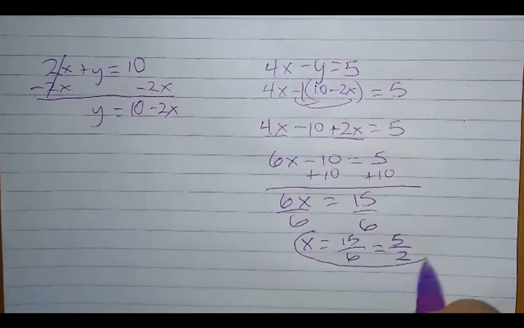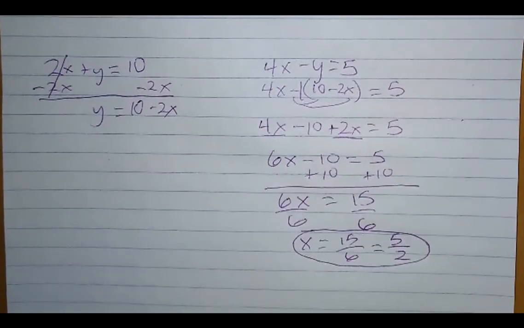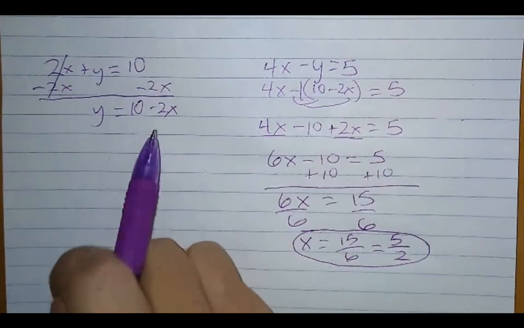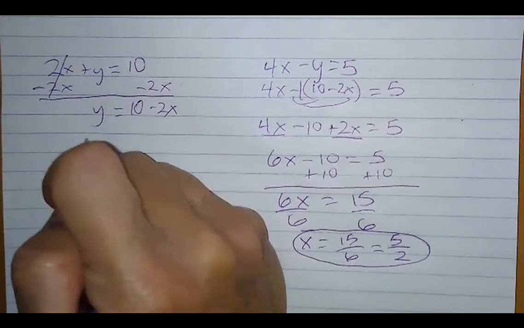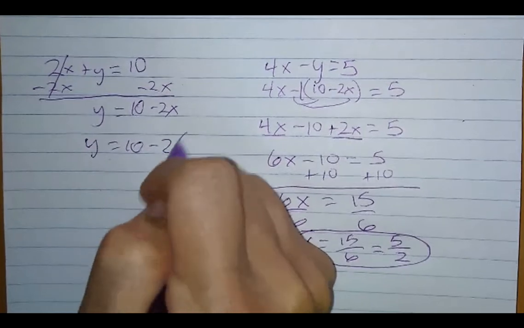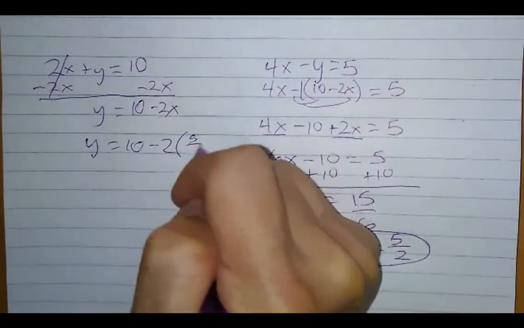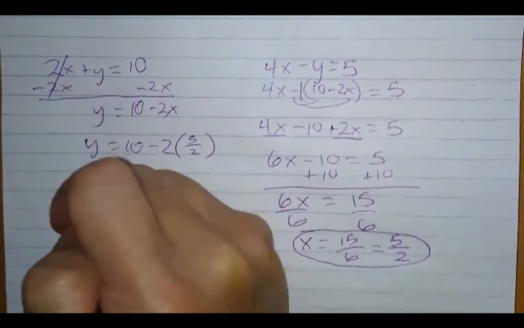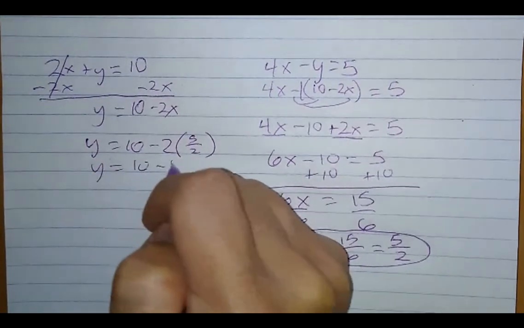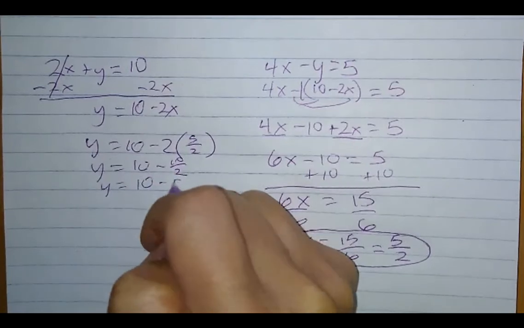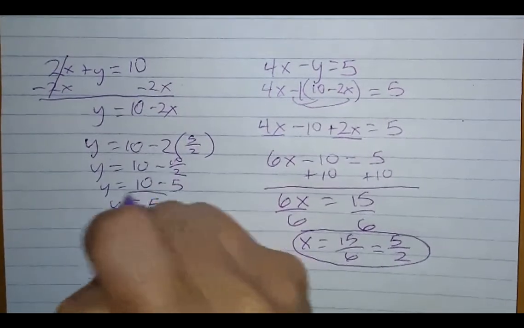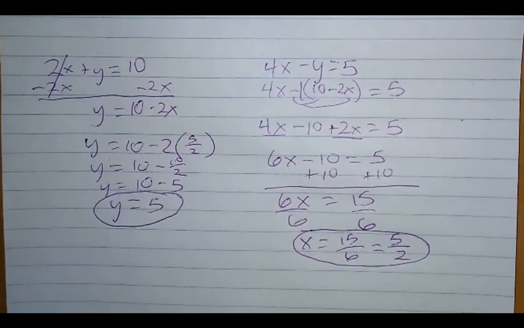Now that we know what x is, we are going to replace into one of the original equations anything that has an x in it, and we're going to solve for the other variable. I'm going to use this equation right here. 10 minus 2, and in place of x, I'm going to put the 5 halves. Y equals 10 minus 10 over 2. Y equals 10 minus 5. Okay, y is equal to 5. Getting better? Okay, let's try the next problem.